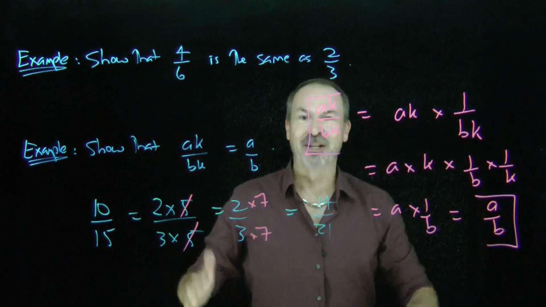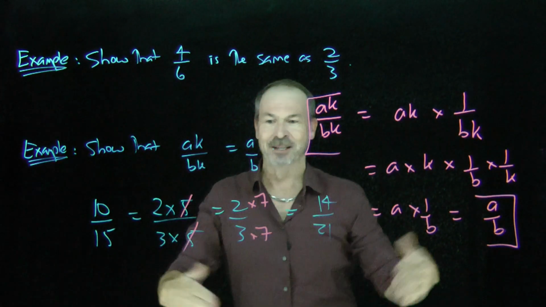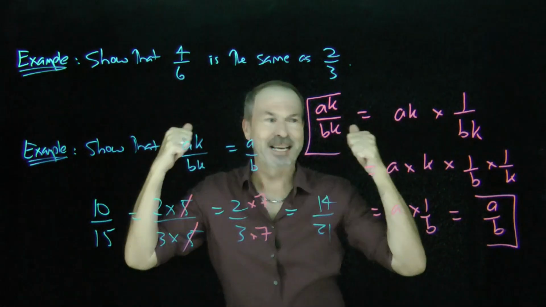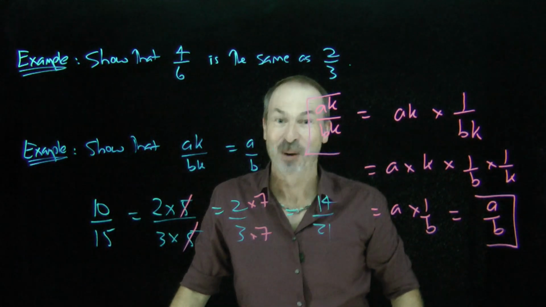Everything I was taught in school about cancelling common factors and scaling up top and bottom by the same number is mathematically solid and good. We are golden.